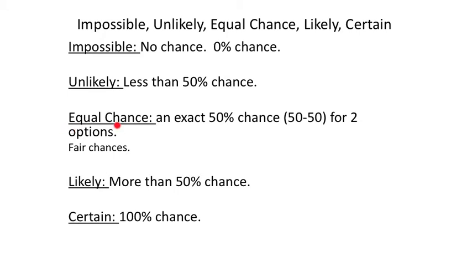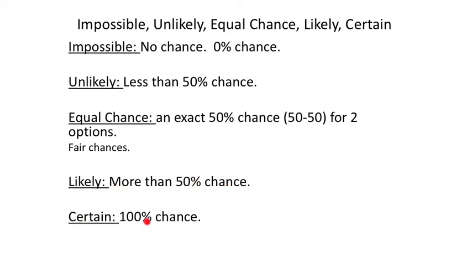Now for equal chances, if we're looking at two options, which is pretty much all we're going to be looking at today, you need a 50% chance. If there were 3 options, then each of the possibilities would have to have a 33.3% chance. You can repeat that decimal if you'd like. If there were 4 options, then you'd have to have a 25% chance or a 1 in 4 chance for each of the options. Likely would be considered something that's more than 50% chance.